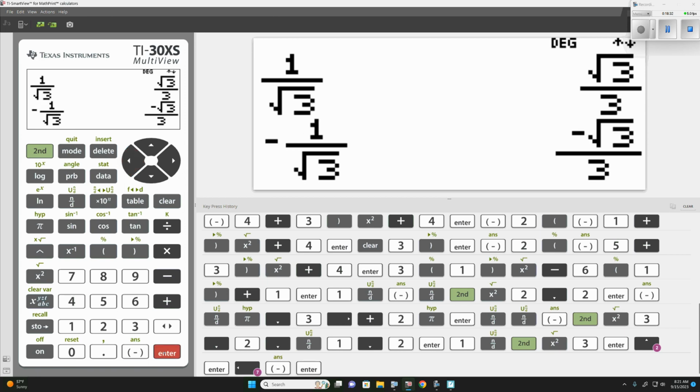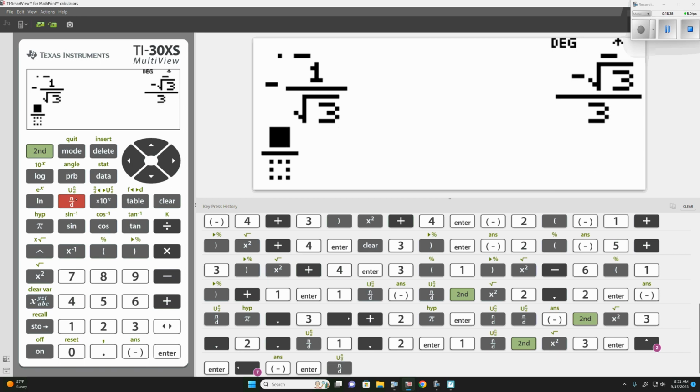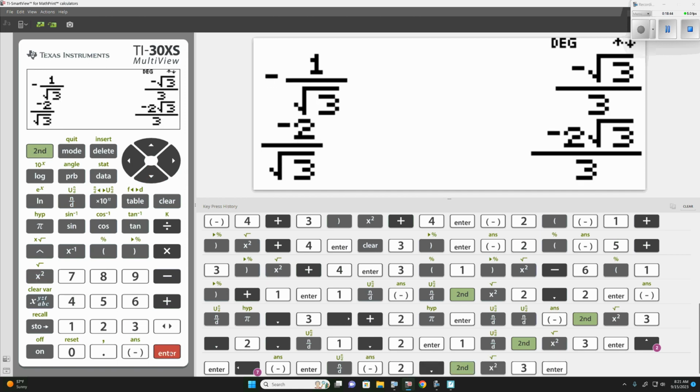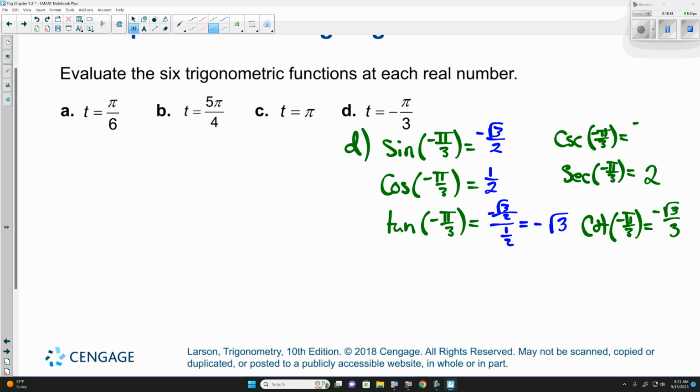Forgot that was supposed to be negative. So negative square root of 3 over 3. And if we flip the other one, we get negative 2 over secant square root 3, which is negative 2 square root 3 over 3. Questions on any of this here?